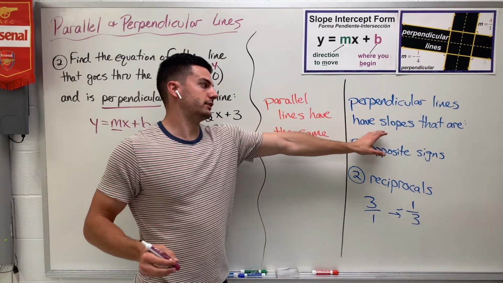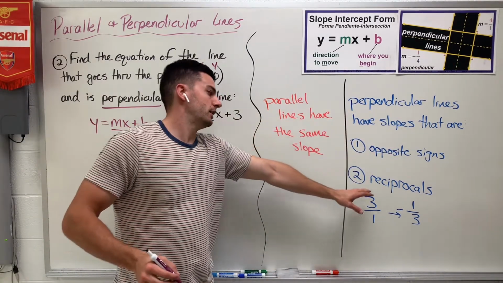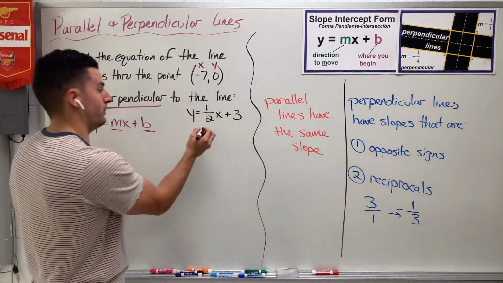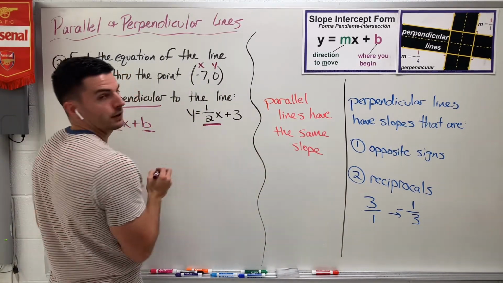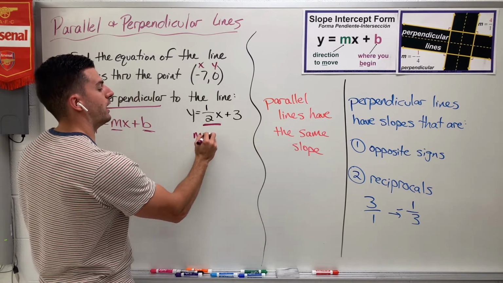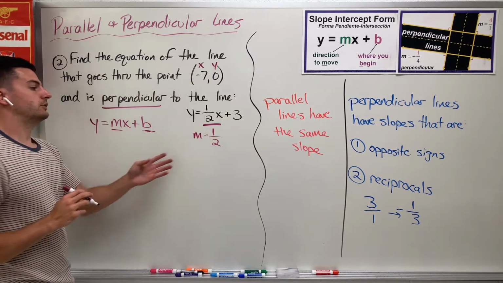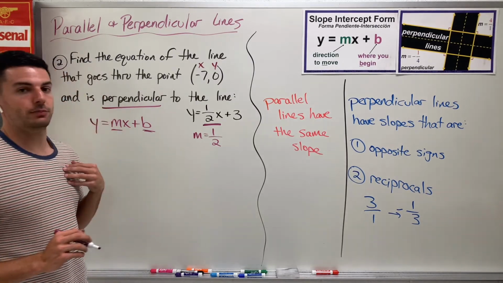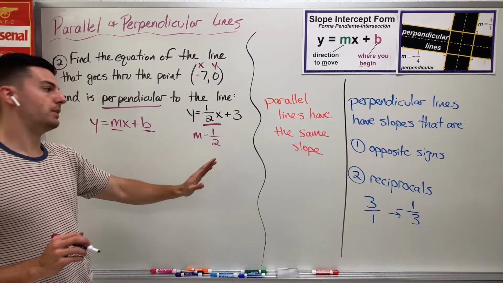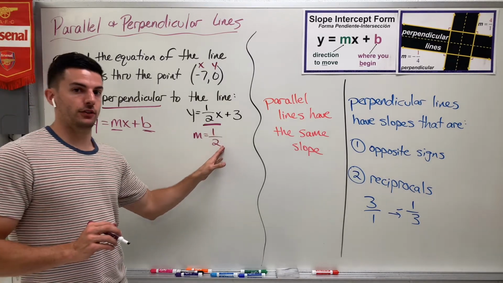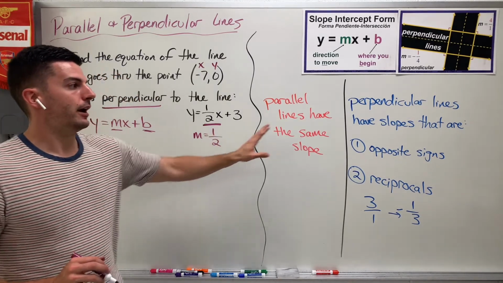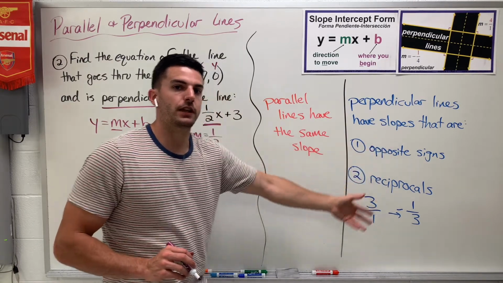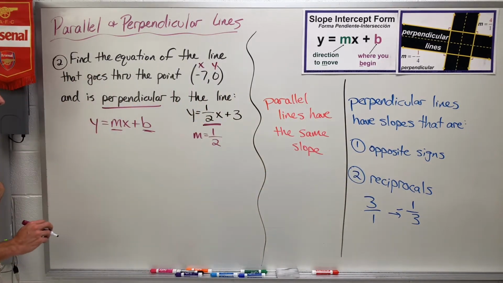So perpendicular lines have slopes that are opposite signs and are reciprocals, okay? So again, this random line that I'm told about, what slope does it have? It has a slope of positive 1/2. And so using that, I'm told that my line that I'm trying to find is perpendicular to this. So that means positive 1/2, I'm going to take that and do these two rules to it, and that's going to tell me what my slope is, okay?